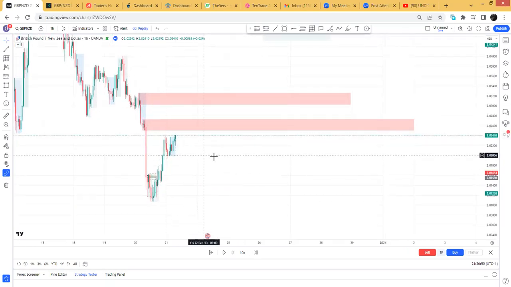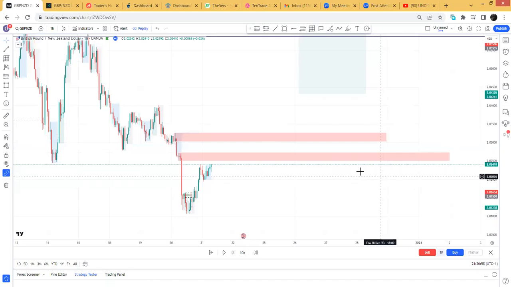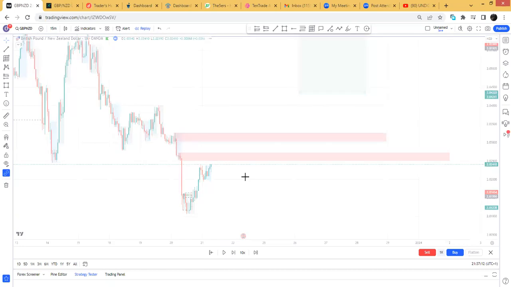You want to scale down to the 15 minutes time frame. Remember, first thing, you want to find the direction of the market on the H1 time frame. The second thing you want to do, you want to plot out your supply or demand. In this case, we have our supply marked out. The third thing you want to do is what? You want price to come to that zone, and immediately price is coming to that zone, you want to scale down to the 15 minutes time frame.